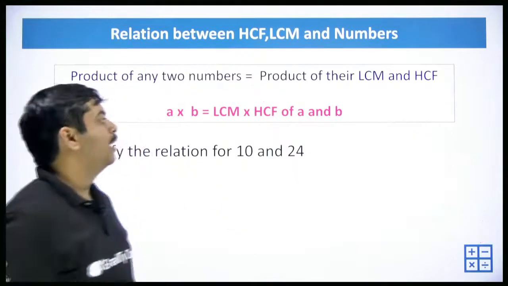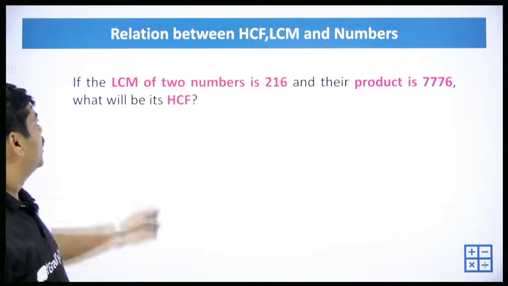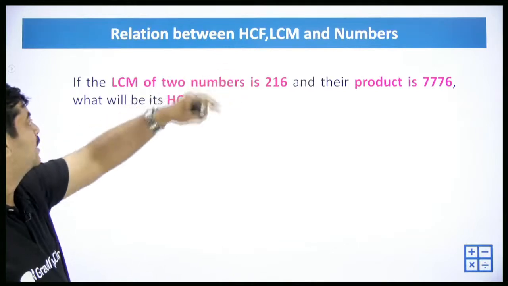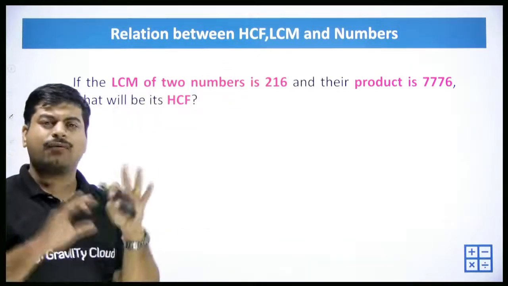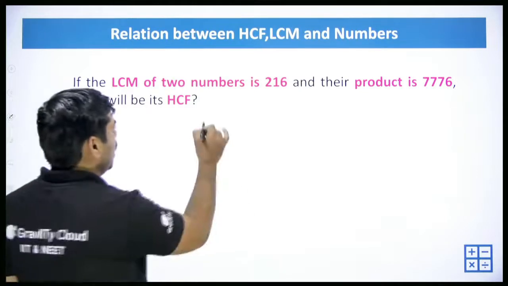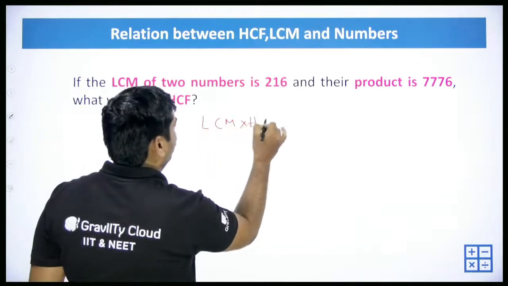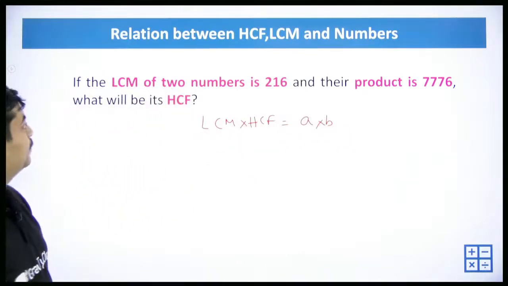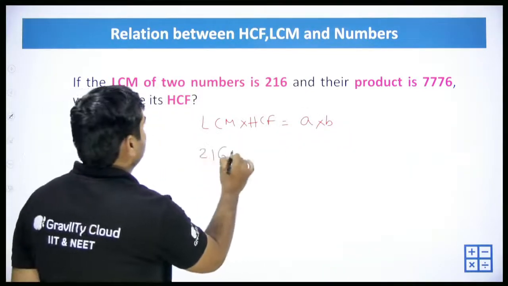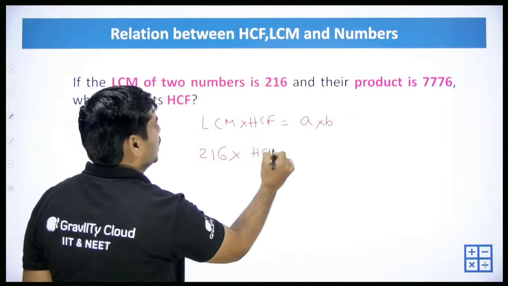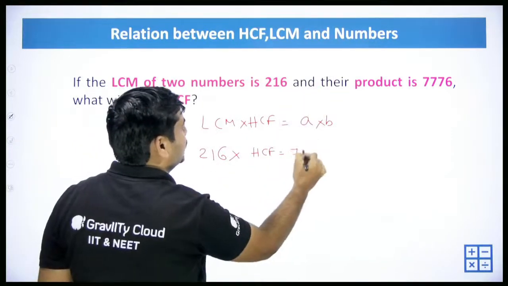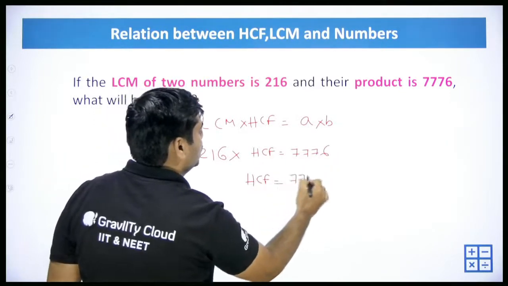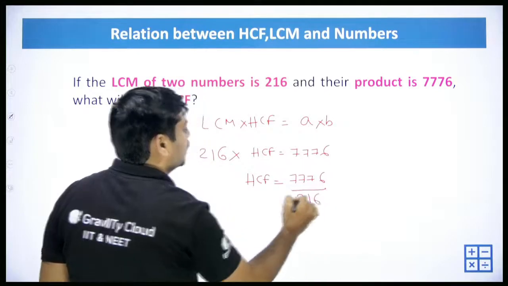Alright, so let's move ahead to the next one. If the LCM of two numbers is 216 and the product is 7776, what will be its HCF? A very easy relation. LCM into HCF is equal to the product of A and B. What is LCM? 216. We need to find HCF. The product is given as 7776. So HCF is equal to 7776 by 216.